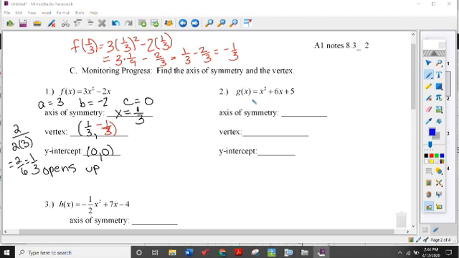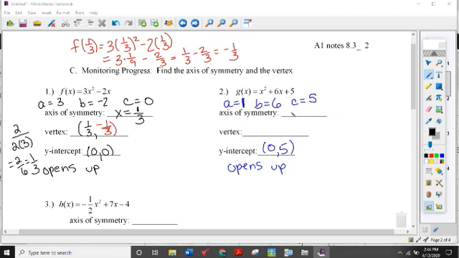Looking at number 2, first identify a, b, and c. A is the coefficient in front of x squared, which in this case, there's nothing there, so it's understood to be 1. B is the coefficient in front of x, and c is the constant. The y-intercept is 0, 5, and again, this is another graph that opens up because a is positive.